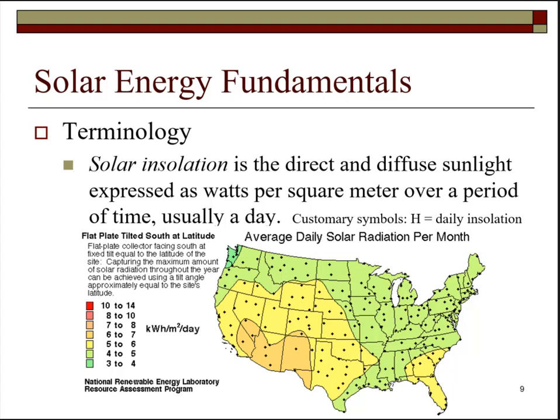Solar insolation is the amount of direct and diffuse sunlight radiation as watts per square meter over a period of time, usually a day. We will be using solar insolation to estimate solar photovoltaic and solar thermal production, but we will be relating it to peak sun hours.